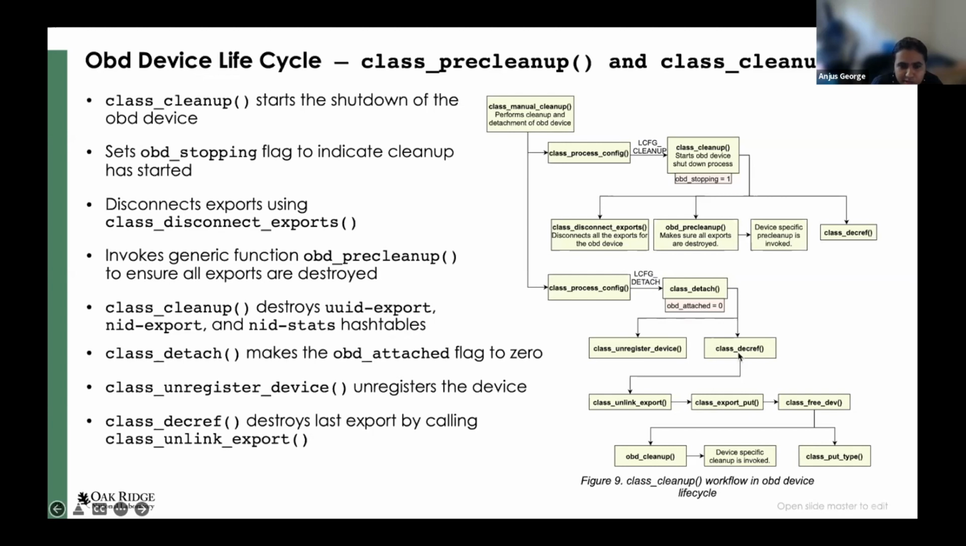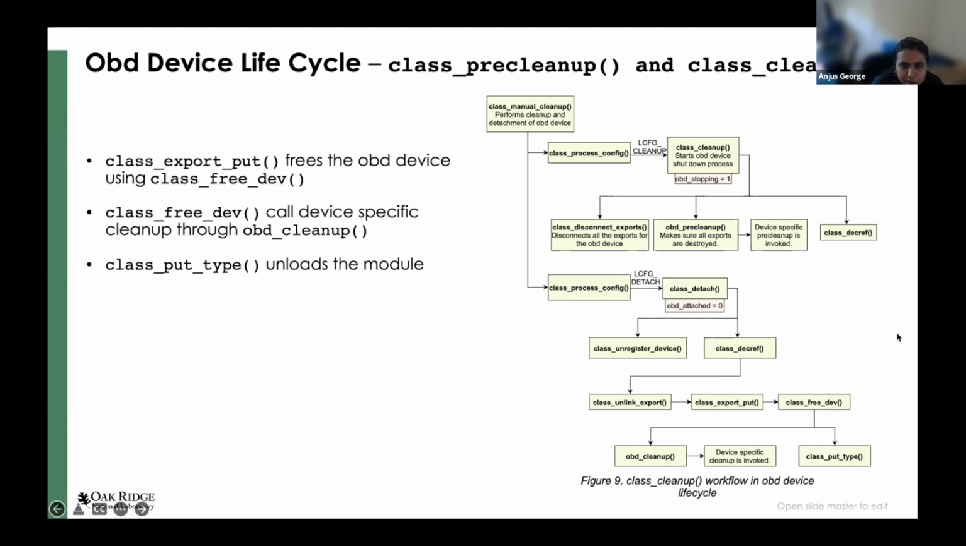Next, it invokes the class decref function that destroys the last export by calling the class unlink export method. So class unlink export calls the class export put that frees the OBD device using the class free dev function. Class free dev calls device-specific cleanup through OBD cleanup, and finally invokes the class put type routine that unloads the module. So this is the end of the life cycle for the OBD device.